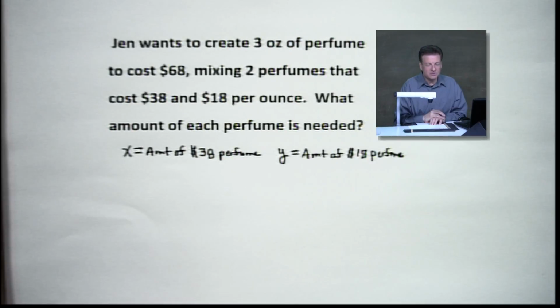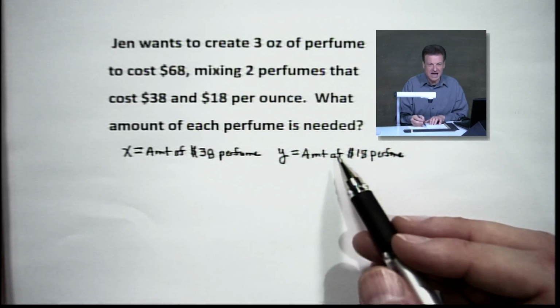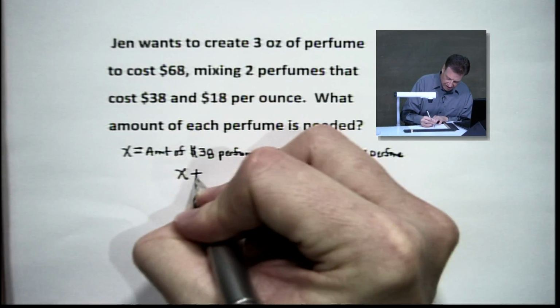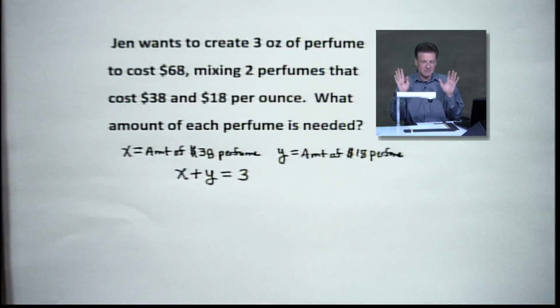And you say, well, what are we going to do with that? Well, we know we have to have 3 ounces. So ounces plus ounces gives me 3 ounces. So my first equation, right there it is: x plus y equals 3. That's all about the ounces, okay?